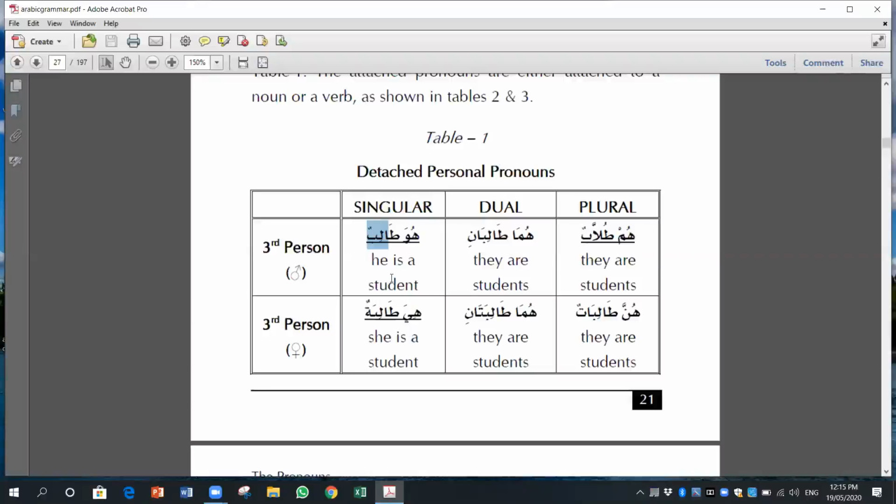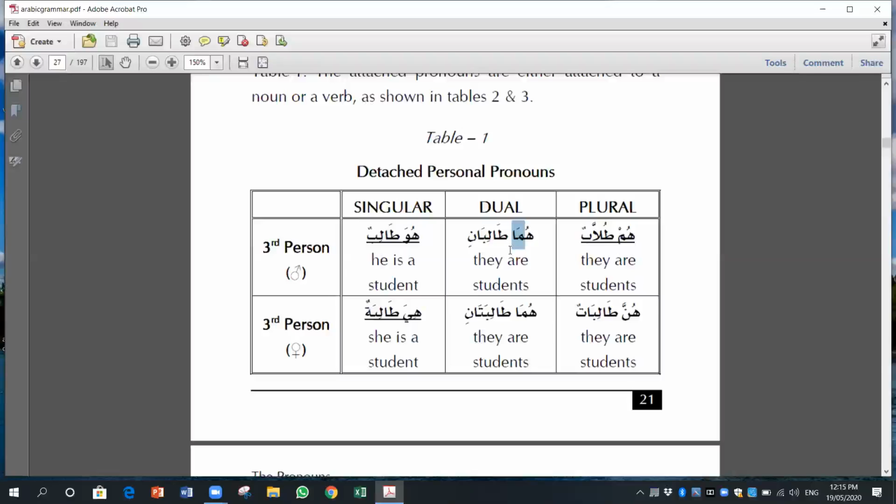And if I want to say they are two students, in Arabic it will be huma, because we said that it is huma. Instead of huwa, we will say huma. It would mean two, they two. And talibani. This is a revision now.